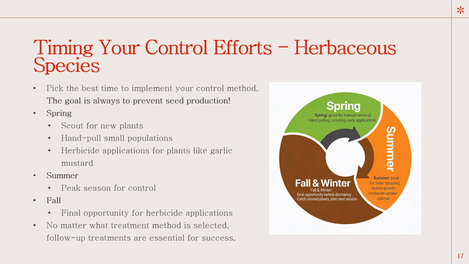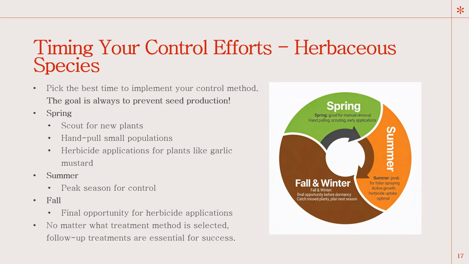So when you have identified what you're going after, you want to pick the best time to implement your control. Remember, when you're doing this for herbaceous or even woody, the goal is to always prevent seed production. So springtime, if you haven't, is a great time to scout for new plants, or hand pulling small populations or even large populations if that's the route you want to take. Good time to be doing herbicide applications for plants like garlic mustard or early season Dames rockets.